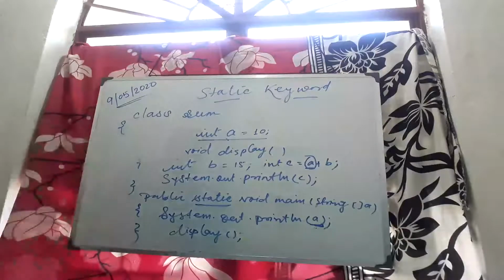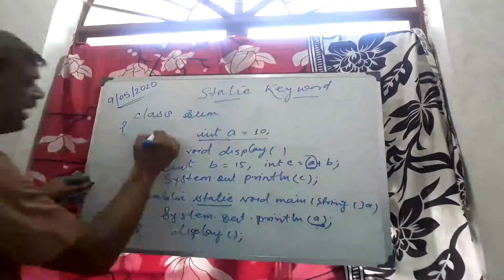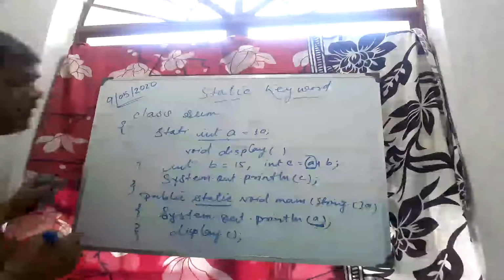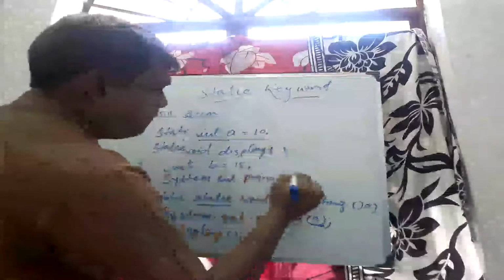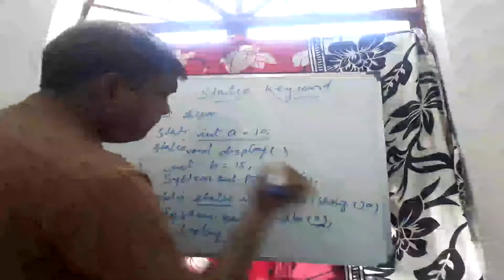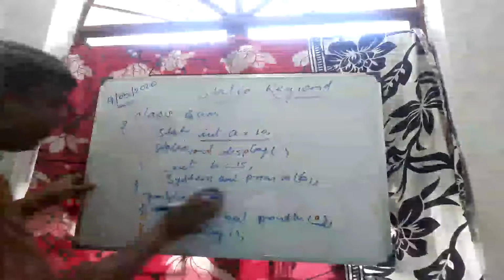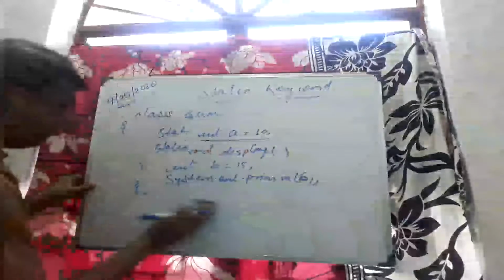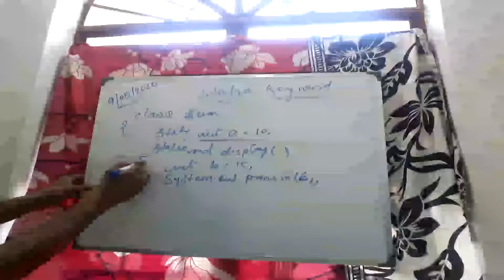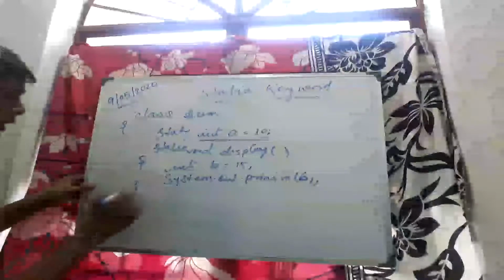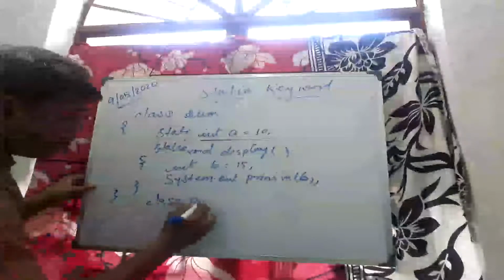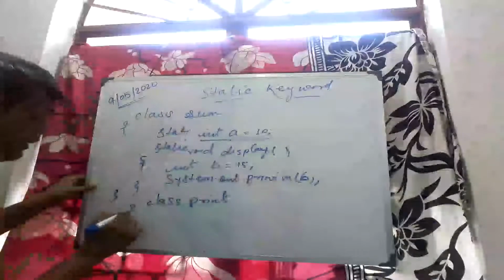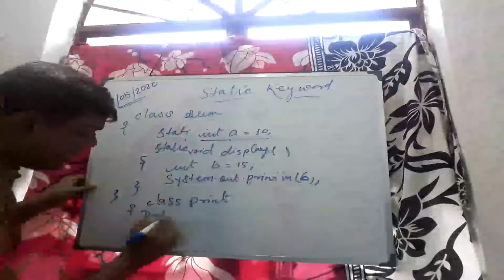Now what happens? Suppose this is static only. This is also static. And this public static void main has been defined in another class. That means this class has ended. Class sum has ended here. Now I am taking one more class, print. This is my class, and in this class I am using public static void main.